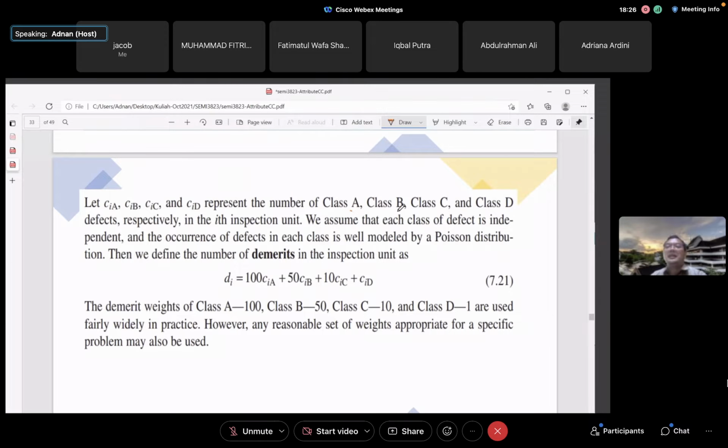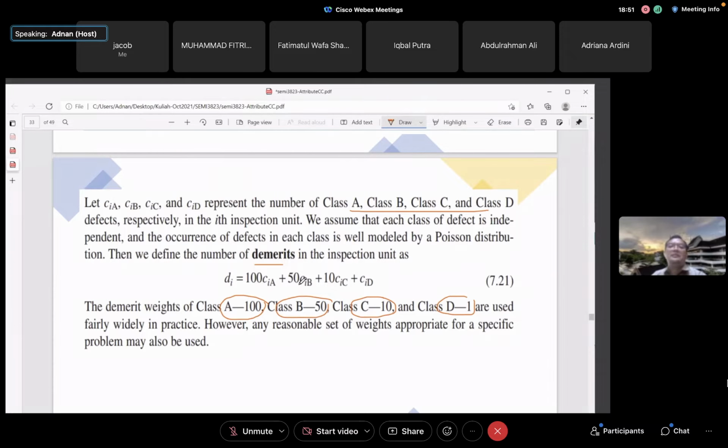Class A, Class B, Class C, and Class D. So that they give, for example, Class A, the weightage given is 100 to show that it's very serious. Kalau Class B bagi 50. Class C, the weightage is 10. D is 1. So weightage here maknanya pemberat lah. Finally you can get the demerit in the inspection unit.